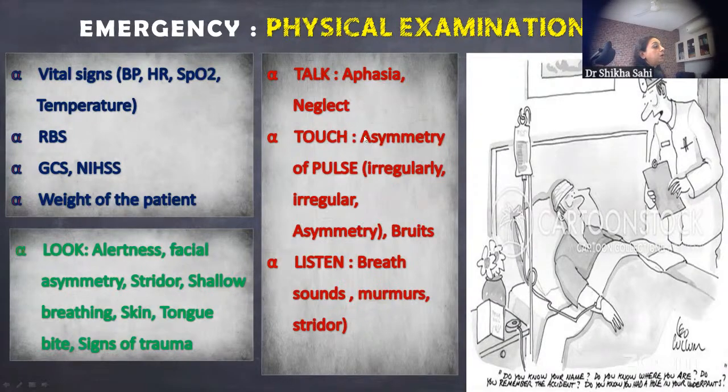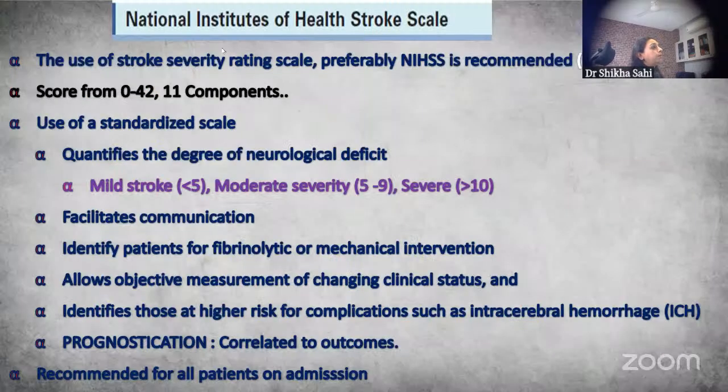So touching, after you touch the patient, assess for the symmetry of the pulses, whether it is asymmetrical, could be because of dissection, or it is irregular, suggestive of AF. Bruits are palpable or not. So listen for murmurs, stridor, and breath sounds. So all should be focused on the suspected.